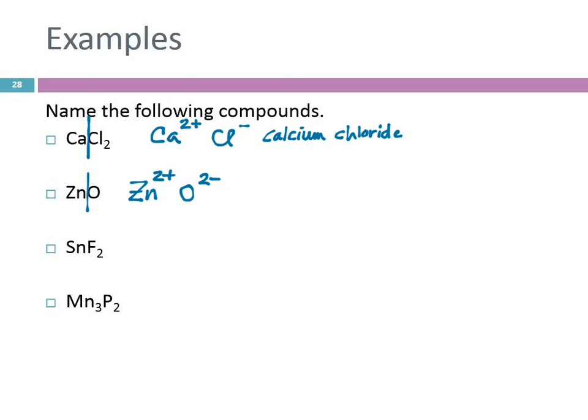So the element Zn is zinc. So zinc, and then oxygen is oxide. Does zinc need a Roman numeral? No. Groups 1A, 2A, 3A, zinc, silver, cadmium. Zinc doesn't need a Roman numeral. So there's the name, zinc oxide. And yes, that is the same stuff that is one of the active ingredients in many sunscreens.